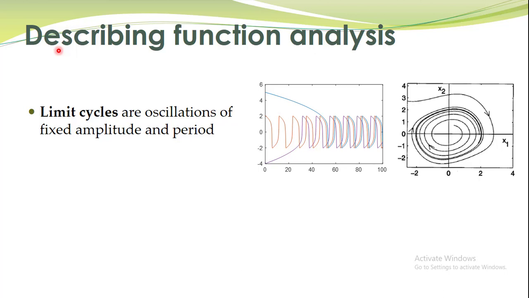In today's lecture and in the next few lectures, we shall talk about the describing function analysis of nonlinear systems. Basically, you remember that limit cycles are oscillations of fixed amplitude and period, and these oscillations are undesirable in many systems because they not only damage the mechanical structure but are also associated with power losses. So this describing function analysis is one approach to analyze the existence of limit cycles.